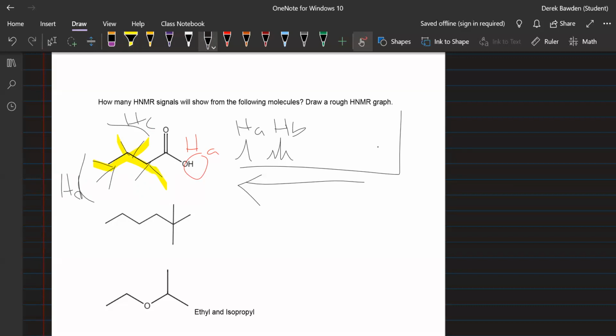Did I explain that well enough? Anybody still confused? Cool. So 5 neighbors, N+1 rule means there's 6 peaks. So we have 1, 2, 3, 4, 5, 6. Those are HC. And then lastly, we know that HD has two neighbors because HC was their neighbor. So there's two neighbors for HD, which means 3 peaks. Does that make sense to everybody? Any questions?